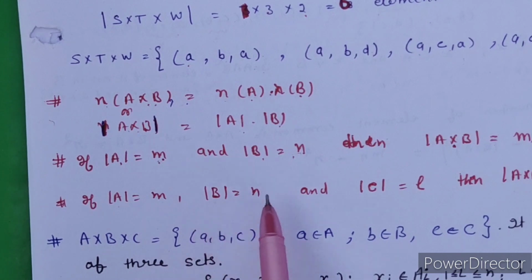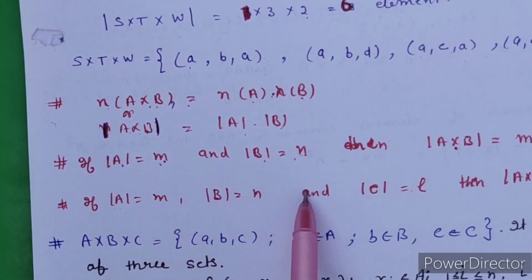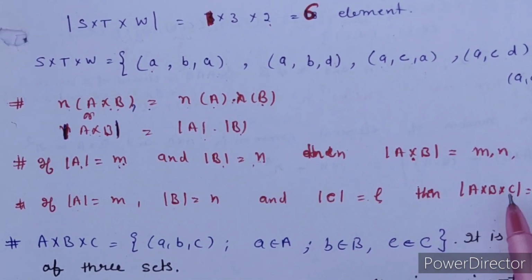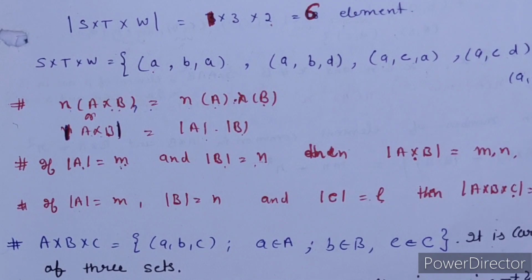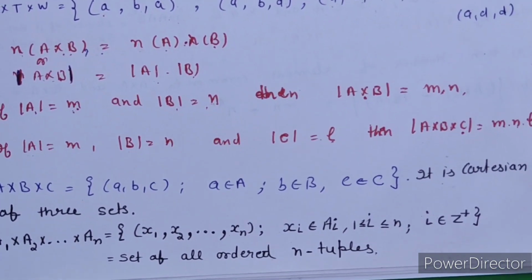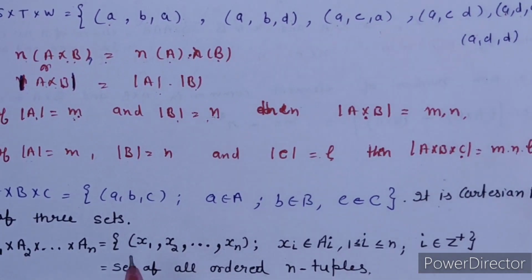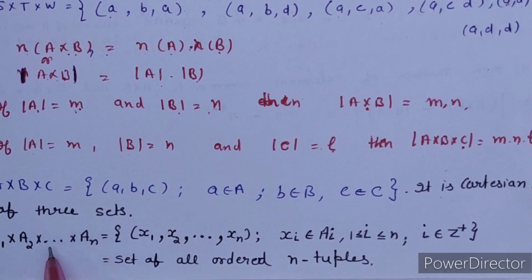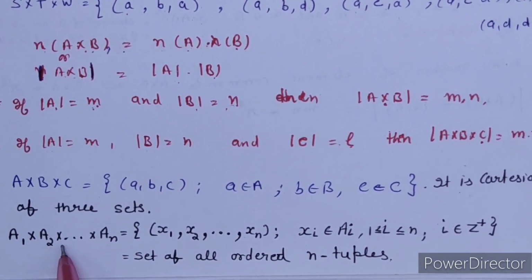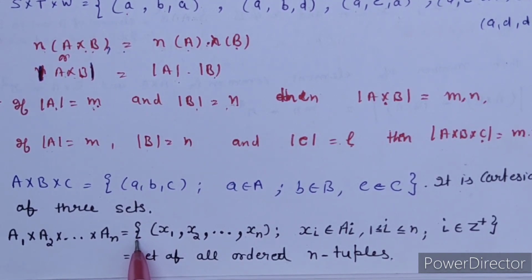Similarly, if there are 3 sets A, B and C, their respective numbers of elements are m, n and l, then the Cartesian product will contain m times n times l elements. Similarly, suppose there are n sets, so the Cartesian product notation will be A1 cross A2 cross up to An, and this will be the set of, I am writing here braces.